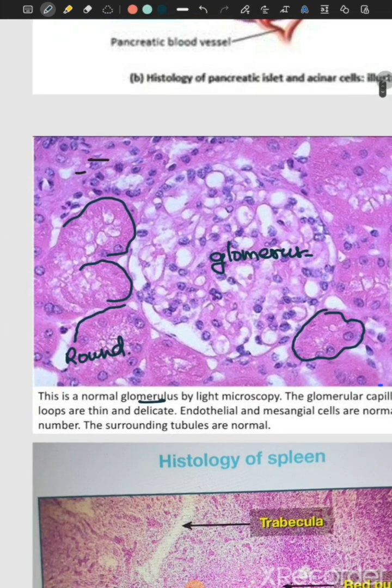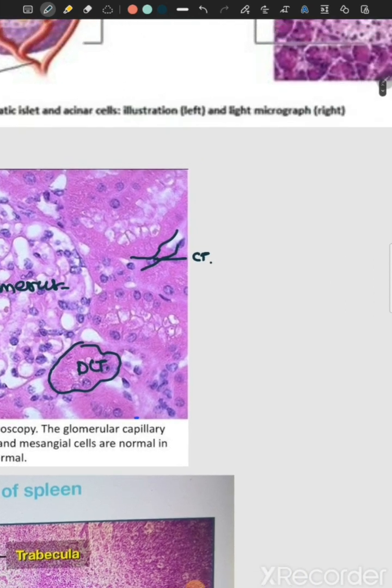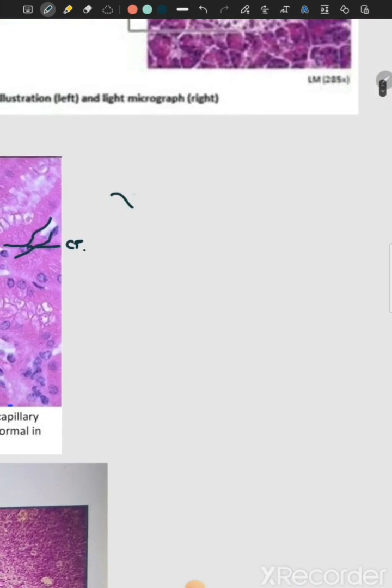In the given diagram, this one is the glomerulus, and this part is the PCT, proximal convoluted tubule, and one part is the DCT, and in between them there is a collecting duct. To correlate this diagram, it is actually from this part. We have the afferent arteriole, then Bowman capsule, then we have the efferent one. So the glomerular capsule is here.